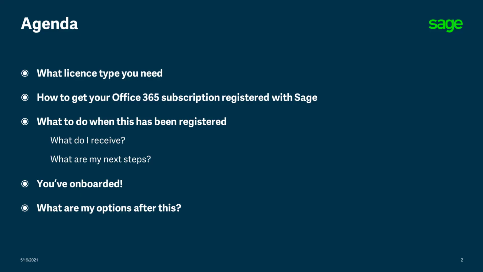We need to determine what license type you need to actually onboard your Office 365 subscription to Sage 200 Cloud Standard Online, how you go about getting your Office 365 subscription registered with ourselves here at Sage, what to do when your subscription has been registered with ourselves. That includes what you receive and what your next steps are. Finally, you'll have then onboarded, and then we're going to discuss what your options are after you've onboarded.